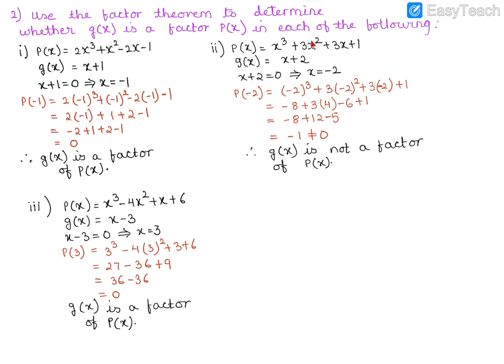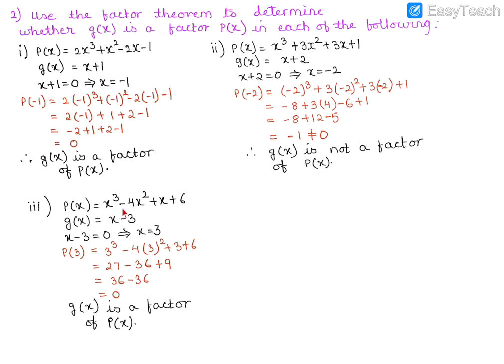The second one, this is the given polynomial px, and they are asking me, is gx a factor of px? Which means x plus 2 is equal to 0 will give me x is equal to -2. Put a -2 over here in px and see whether you're going to get a 0 or not. This time I'm going to get a -1 which is not equal to 0. So gx is not a factor of px. Please be very careful about the plus and the minus sign. Minus with the odd power is minus. Minus with the even power is plus.